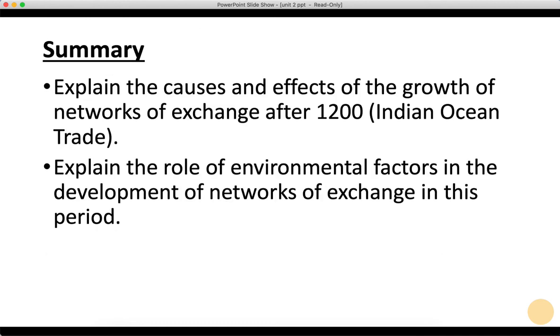So for your summary, please explain the causes and effects of the growth of trade networks after 1200, thinking specifically of Indian Ocean trade. Explain the role of environmental factors in the development of trade networks in the region. Watch the crash course on Indian Ocean trade before starting this summary to have a fuller understanding of it. If you have any questions, please let me know.